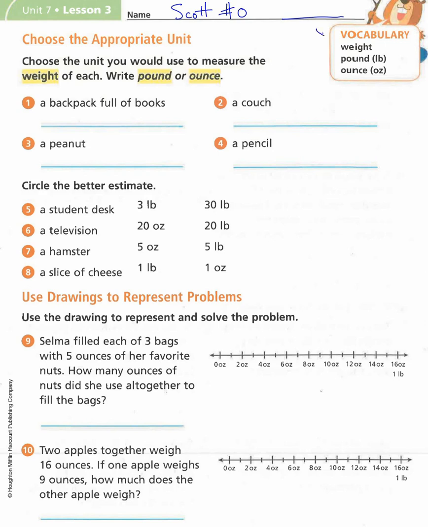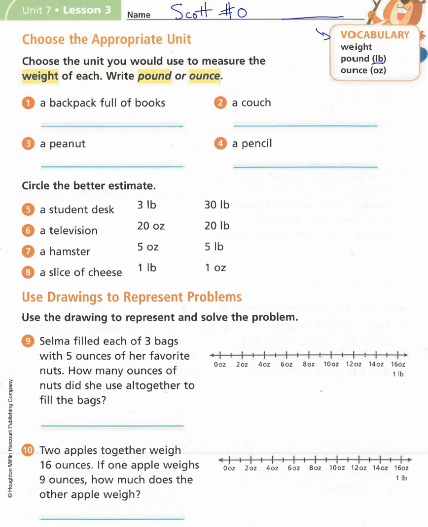So over here in the vocabulary box, it says weight. Pound, LB, is the abbreviation for pound. And that is because in Latin, the word for pound is libre, which is L-I-B-R-E, that's why you see the LB. And ounces, O-Z, because I guess we hear a Z, ounces, whatever. So that's what we do.